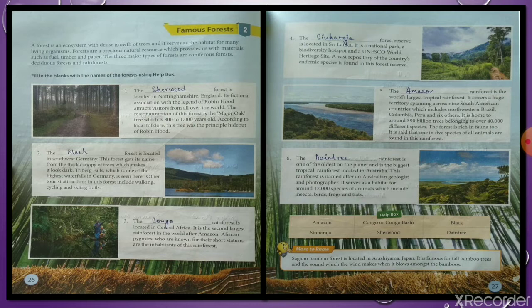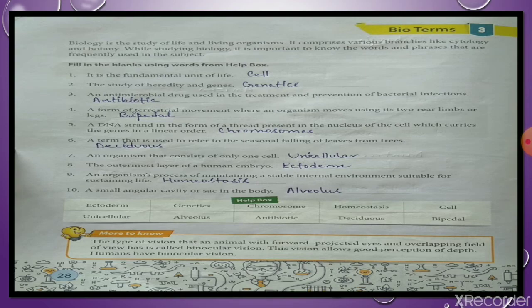Now, the third part of this unit is bioterms. So we all know that biology is the study of life and living organisms and it has various branches. Cytology and botany are also branches of biology. Cytology is the study of cells, and botany is a branch of biology in which we study plants.